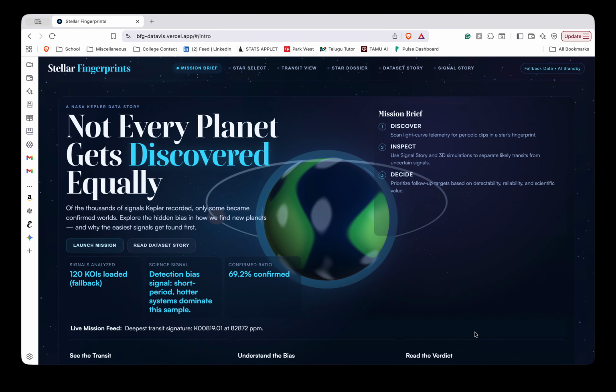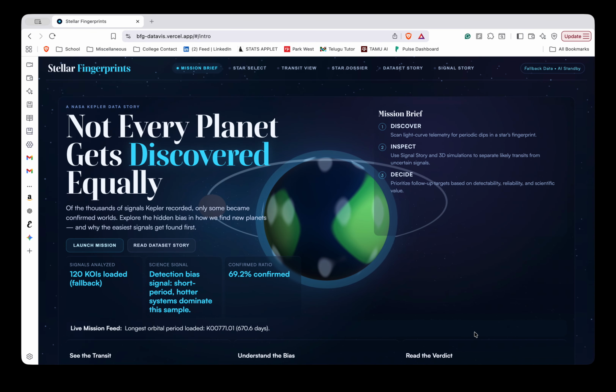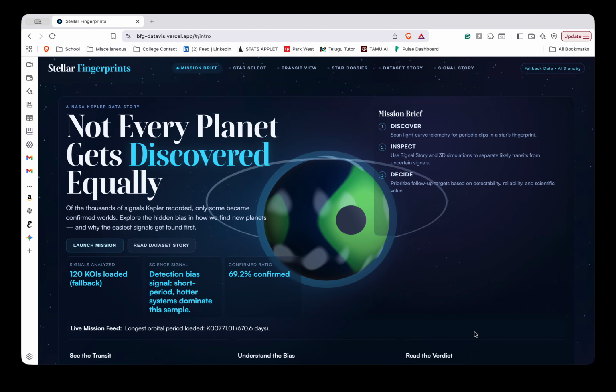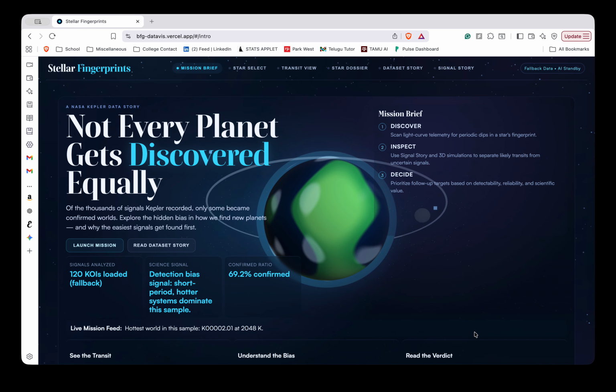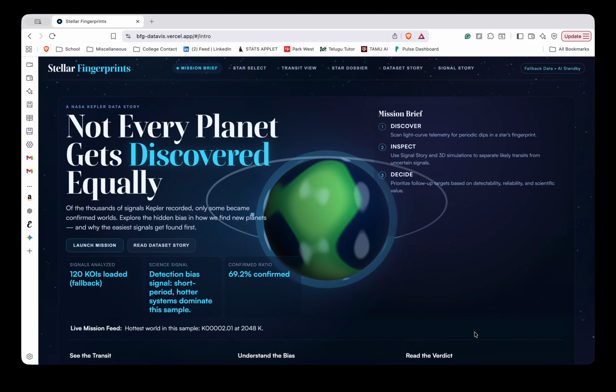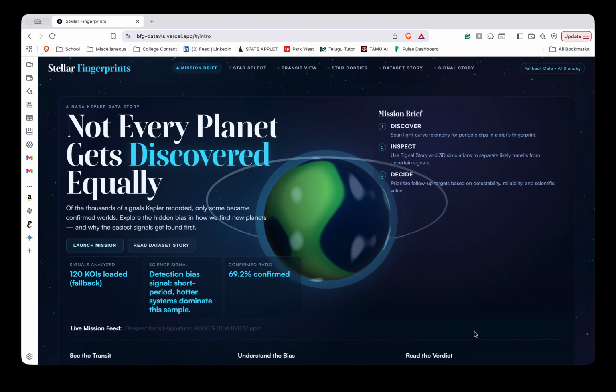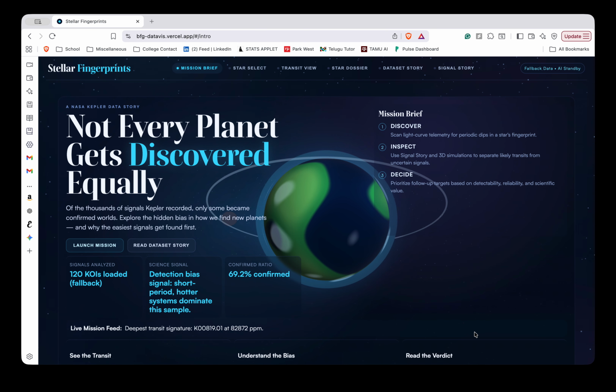Welcome to Fingerprints, an interactive data story about the hidden bias in how we discover new planets. For this project, given by Build for Good, hosted by Tax, for the data visualization track, we chose NASA's Kepler Space Telescope dataset from the Exoplanet Archive.